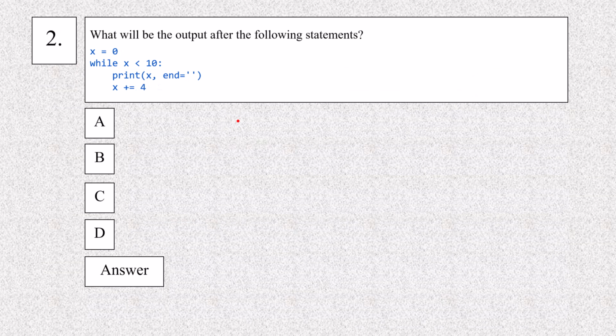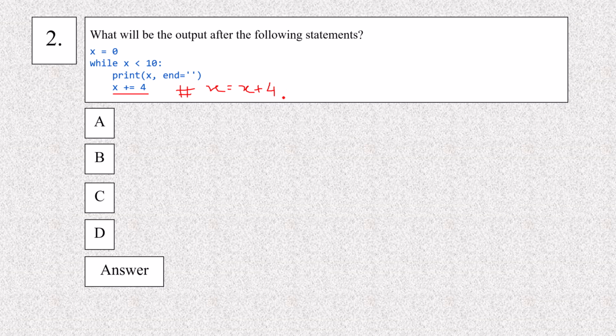Now the next question. Question number 2. What will be the output after the following statement? In this question, you can see that the value of x is 0 and the condition is the same as the previous one, but in this case we have a different increment. This is also an increment operator. It means that x equals x plus 4. Each time it will increment the value of x by 4.